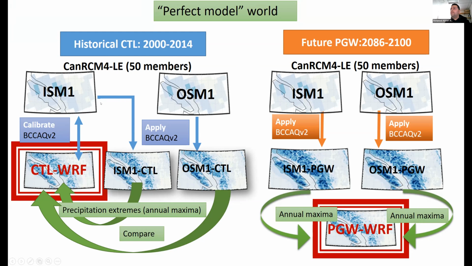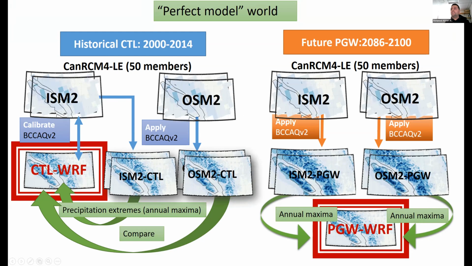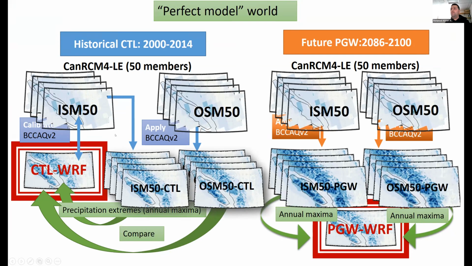So we're going to repeat this process using other in sample members and other out of sample members. We're going to repeat that till we get 50 members in order to build knowledge about the impact of internal variability in downscaling evaluation and performance.